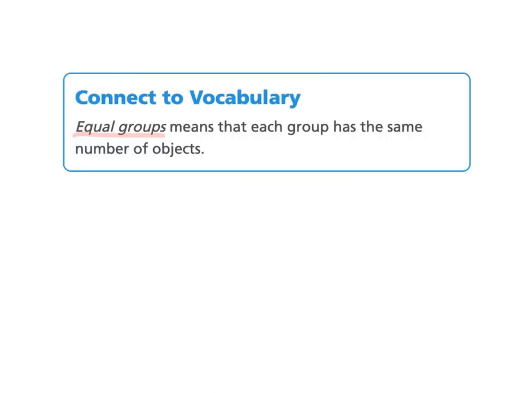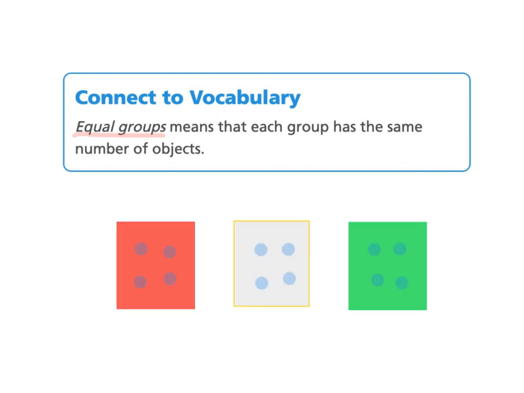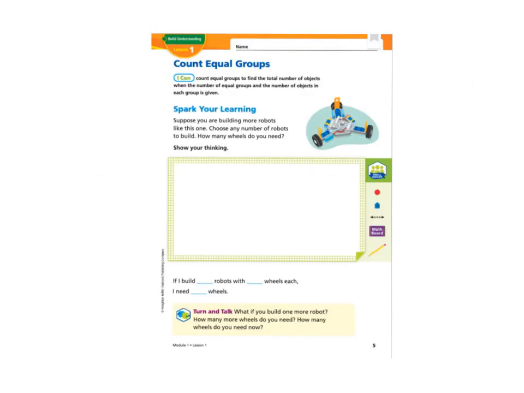So let's take a minute to make sure that we understand the vocabulary. Equal groups means that each group has the same number of objects. For example, there are 3 boxes here with 4 circles inside. These are 3 groups that have the same number of objects inside, 4. So these are equal groups.